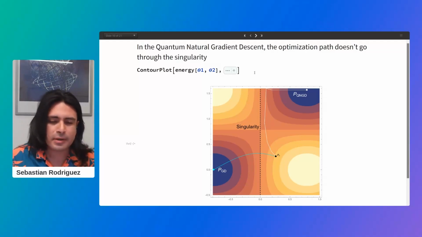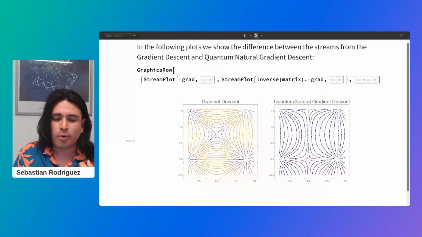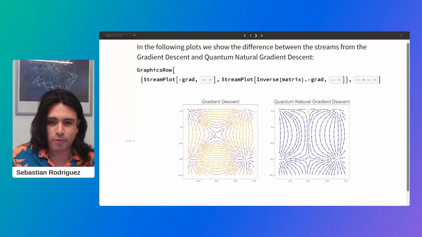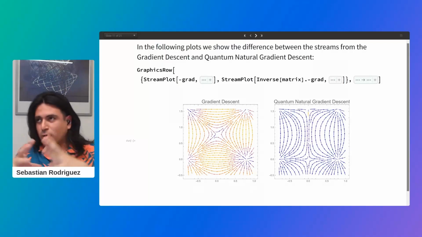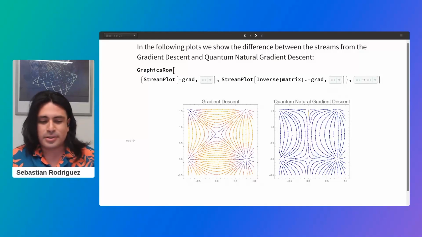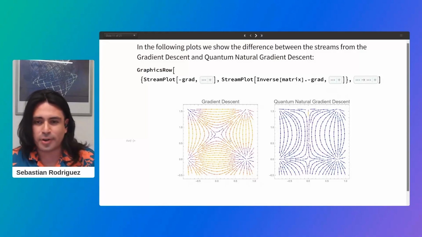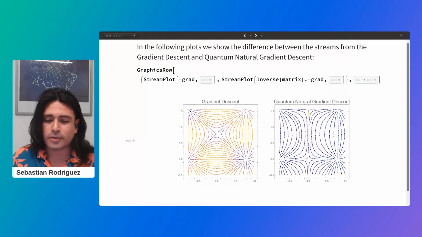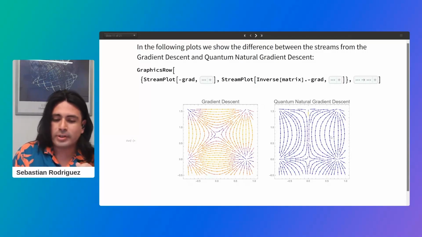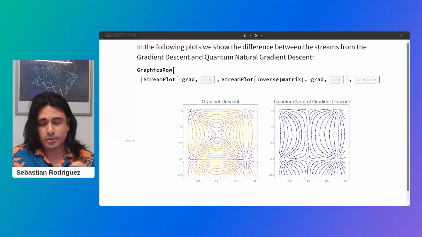Why does this happen? This can be better visualized if we work with stream plots. The stream plot from the gradient descent tells us that you can reach from the left side of your contour plot to the right side, just by going through the singularity. But if you look at the quantum natural gradient descent, you can see that the correction on the gradient won't let us go from one side to another, and this way we avoid the singularity.